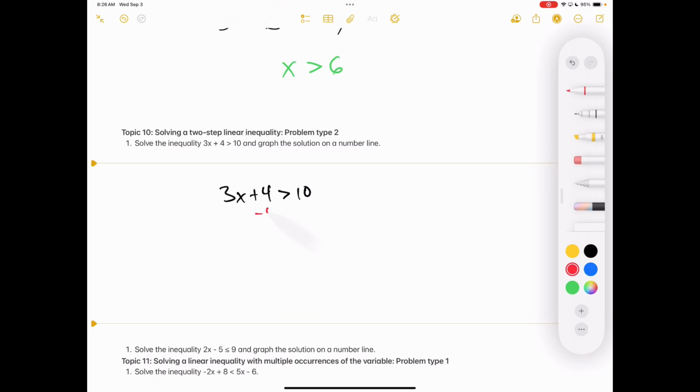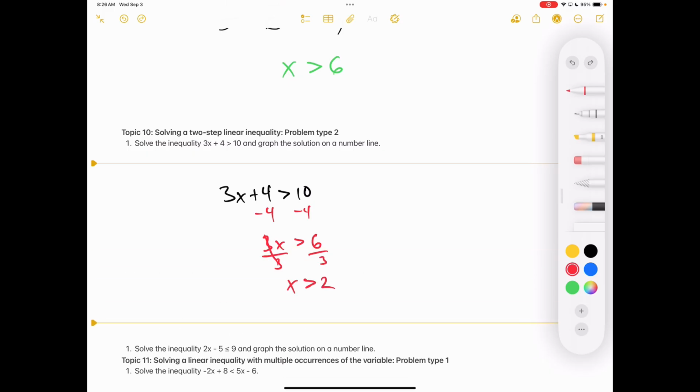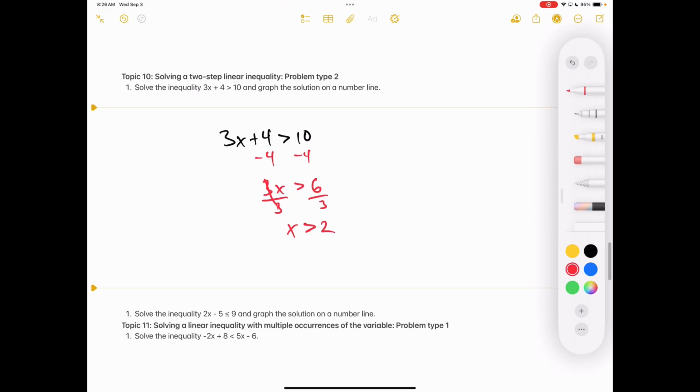All right, so solve it just like it's an equal sign. Subtract 4 from both sides. So 3x is greater than 6. Divide by 3. So x is greater than 2. I don't know for sure if this topic requires you to write it in interval notation, but we probably should get in the habit of this. If you need to draw the picture, do it. X is greater than 2 would be a parenthesis at 2, and it goes forever to the right. Arrow points to the right, infinity's on the right.